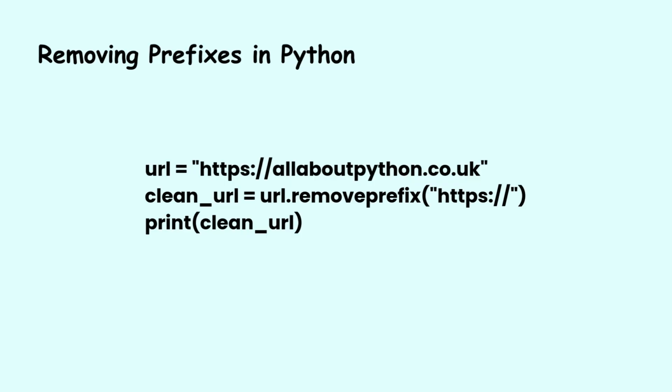Let's have a look at removing prefixes. Say you're working with URLs or file paths, and you want to clean them up. Maybe remove the protocol part like HTTPS, or a folder prefix you don't need. Python makes this easy with a method called removePrefix. This method looks at the beginning of a string and, if it matches the prefix you specify, it removes it. Simple and clean. Let's jump into the editor and take a look.